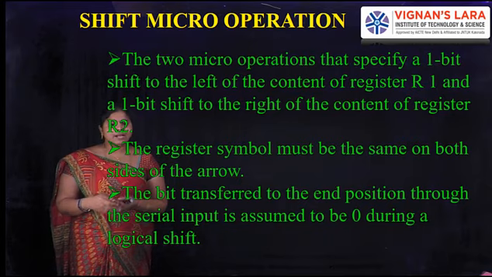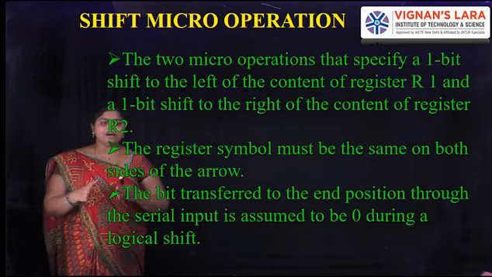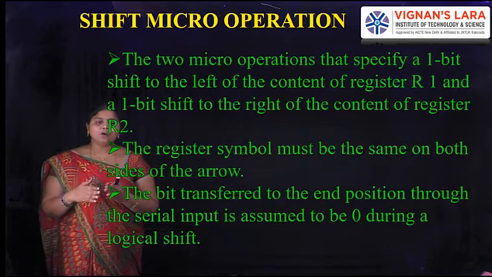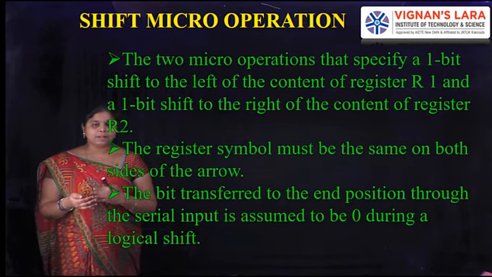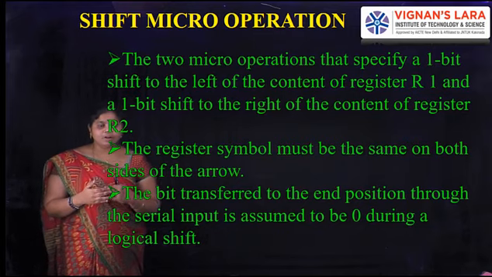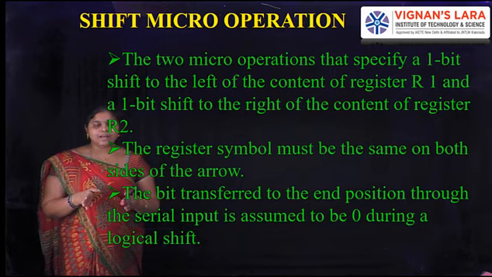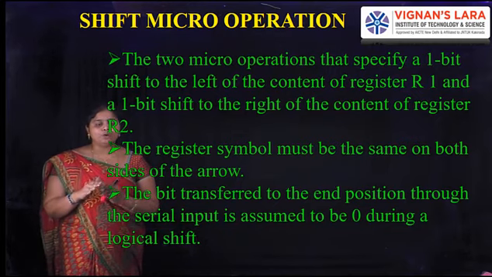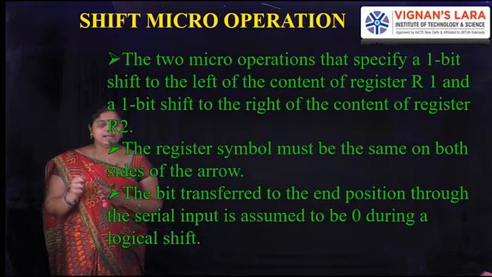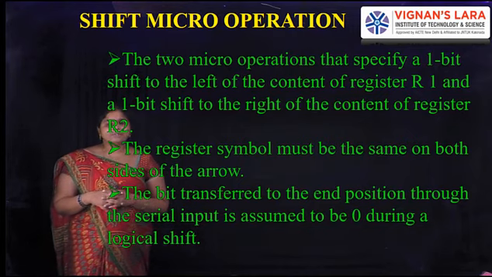In logical shift micro operation, we have to perform a 1-bit right shift or a 1-bit left shift. We have 2 types of transformations in logical shift micro operation: shift left and shift right. In shift left, a 0 goes into the first position, and each bit moves to the next position, in both cases, shift right and shift left. The register symbol must be the same on both sides of the arrow.